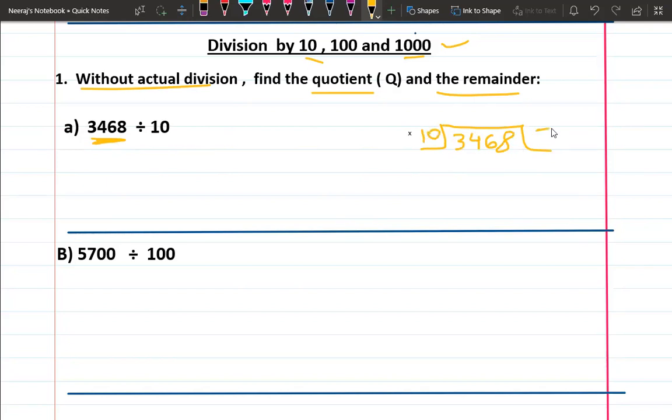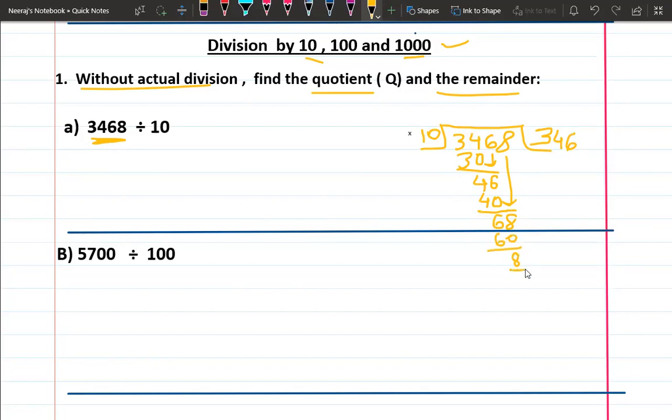10 threes are 30, like you have done in class 3. Then after it you have to subtract. Then the next number you have to bring down. Then 10 fours are 40. After that you have to subtract, 46 minus 40. This will give you 6 only. And the next number you have to bring down, and this would be 8. And again you have to divide, 10 sixes are 60. And this will give you 8 as a remainder.